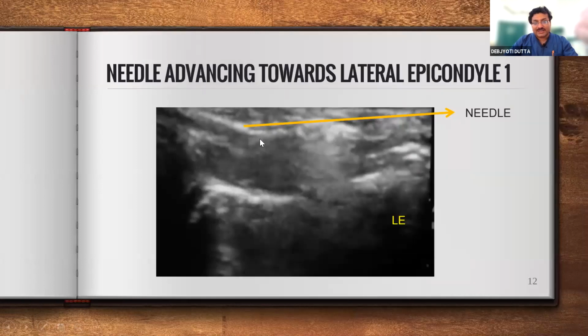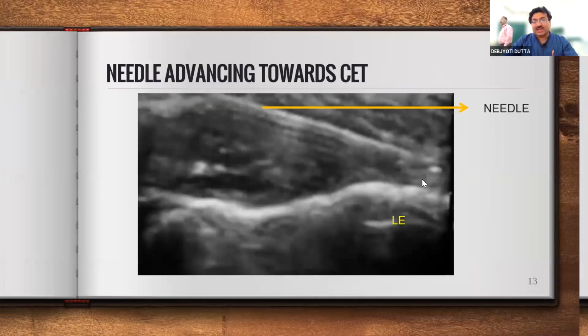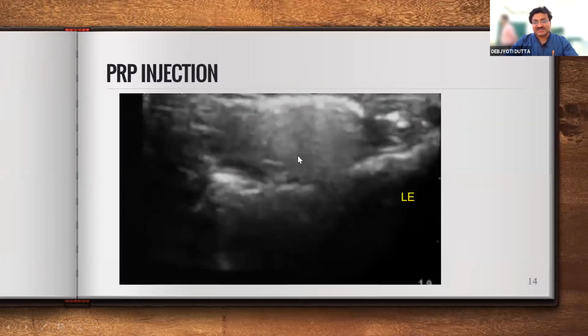Now we are entering with the needle towards this portion, to the lateral epicondyle, okay? That is like this. Now, here, the needle is very close to the lateral epicondyle, like this, and after that, PRP injection is being done. So this is how we go for the PRP injection, okay?